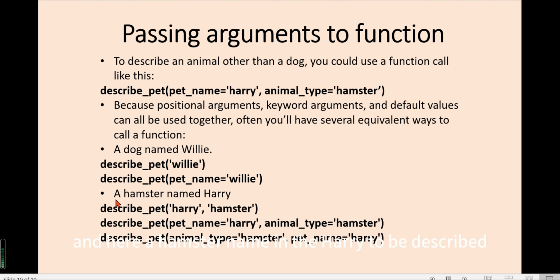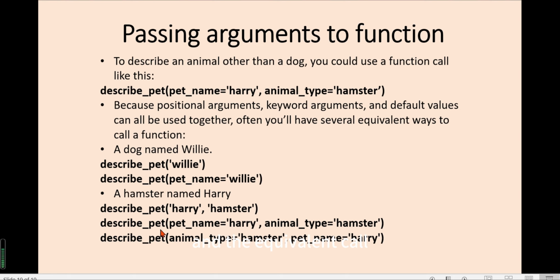And here a hamster named Harry is to be described, so we can call the function with the name Harry first, hamster second, because here the type is not dog, so you have to input the type now, but the type should be put as the second parameter here. The name should be first, because in the function definition the first parameter is the name, if we see the previous page.